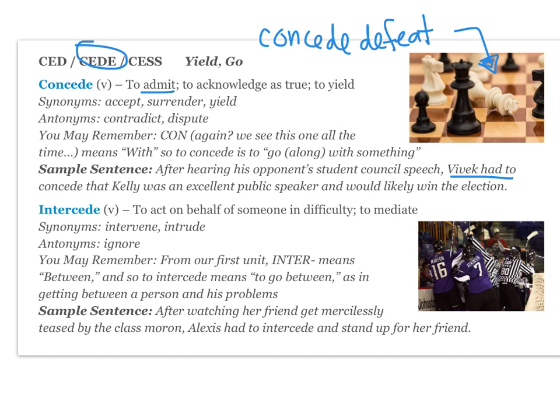So Vivek had to concede that Kelly was an excellent public speaker. So you'd often say, like, concede that, right? I did concede that she had won. I did concede that she was better than I was, etc. Or you can concede defeat.